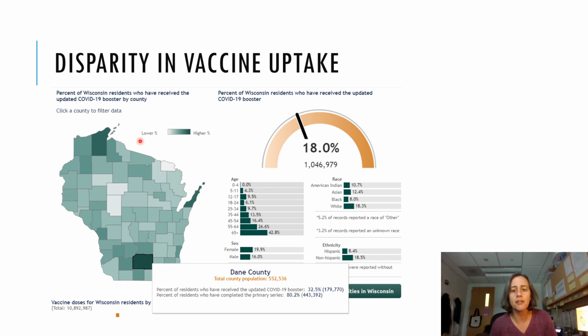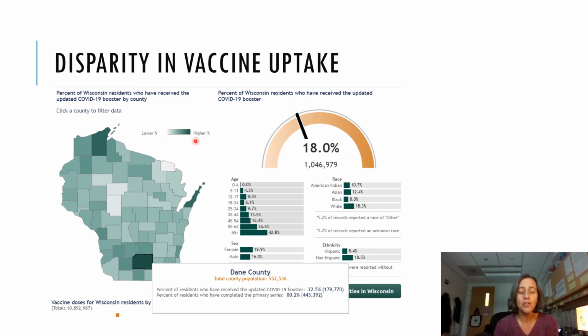So this particular graph is telling us the percentage of residents who have received not only the primary series, but also the updated booster, which is recommended for everyone because there's Omicron now. So please get the updated booster if you haven't already. And you will see as a state, we are doing quite poorly with only 18% of our population.